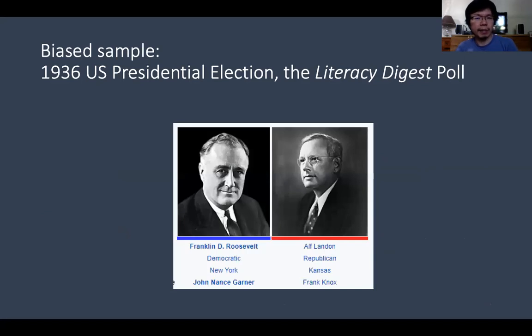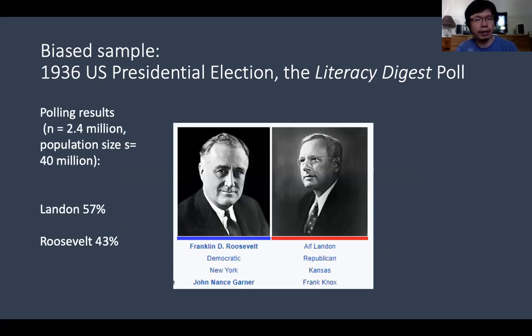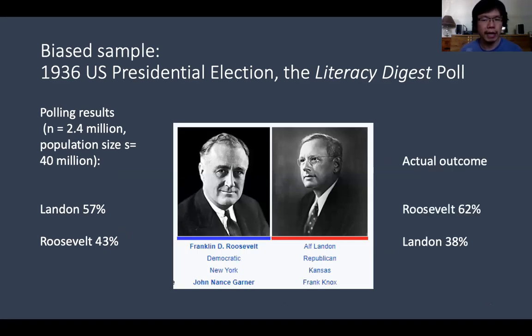A classic case of biased sampling leading to biased results: in 1936, they did an electoral election poll. They had 2.4 million people in the sample, out of a population of 40 million at the time. Based on such a huge sample size, they predicted that Landon would beat Roosevelt by a large margin. Eventually, the actual outcome was Roosevelt 62%, Landon 38%. And that's an error of 19%. Okay? So how did it happen?